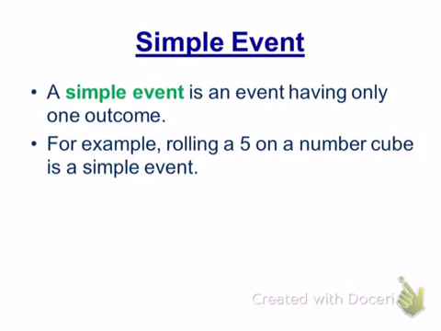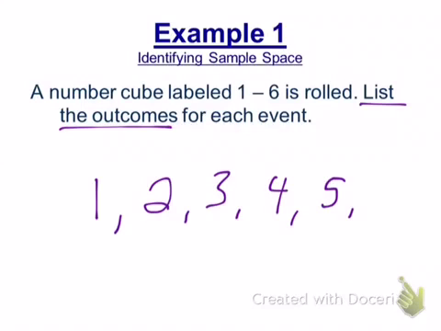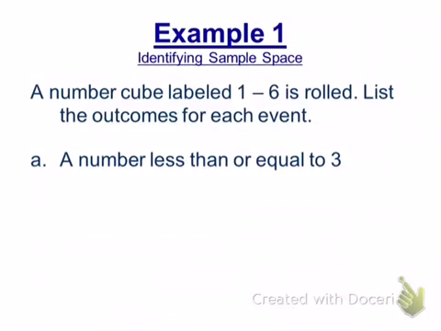We need to be able to speak the language if we're going to discuss this, so getting these definitions is important. A number cube labeled 1 through 6 is rolled. List the outcomes for the event. Now, what is another way of asking this question? List the outcomes. What is the sample space? 1, 2, 3, 4, 5, or 6 is our sample space for this event. So all possible outcomes of the event is called the sample space. All right?